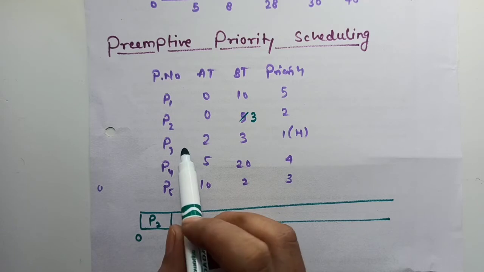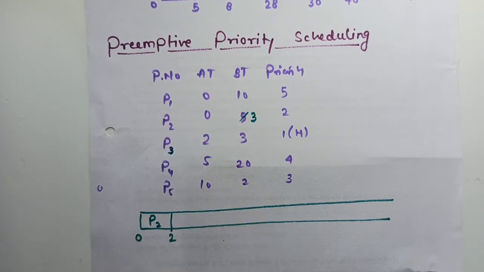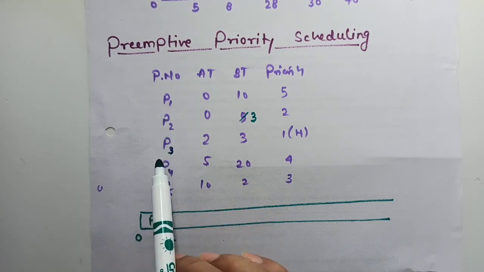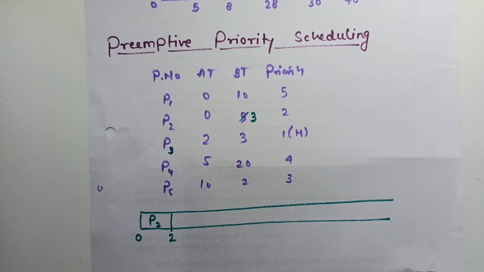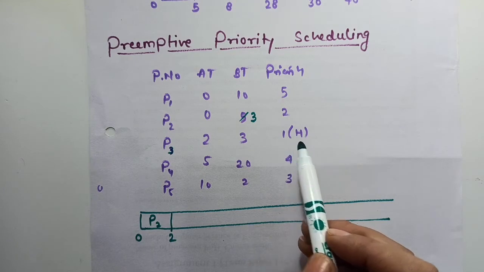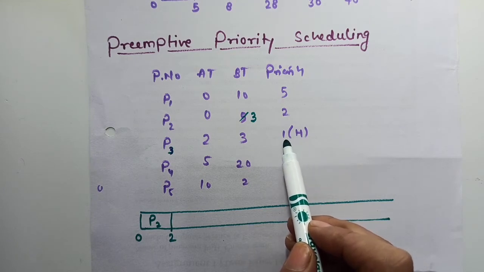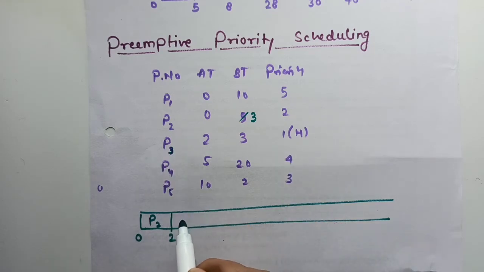So at time 2, when process P3 has arrived in the ready queue, now there are 3 processes. 2 processes are waiting in the ready queue and 1 process is in the CPU, allocated to the CPU or running in the CPU, which is process P2. So which process to allocate? The process which has the highest priority. Here the highest priority is 1, that is process P3. So we will allocate process P3. P3 we will give, and P2 we will context switch. There will be context switching between processes P2 and P3.